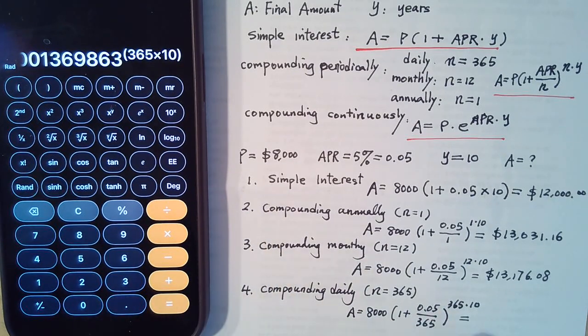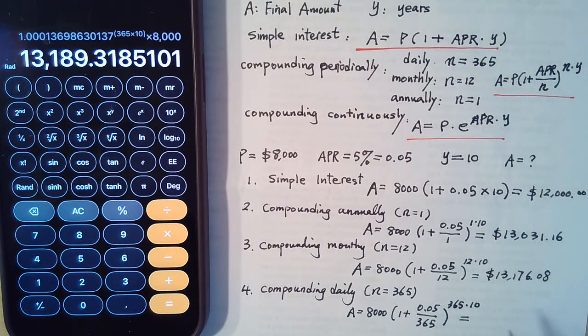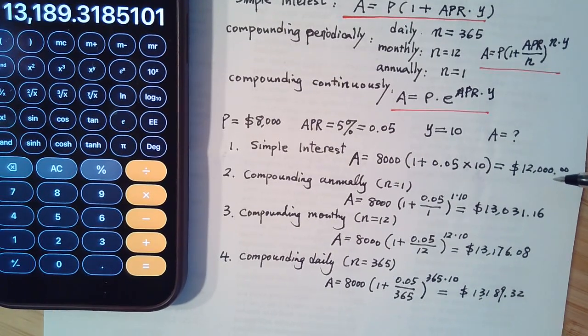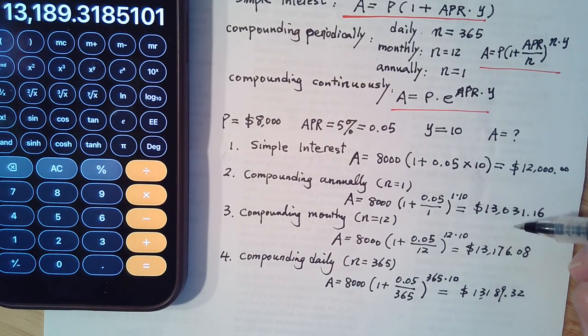Okay, and then after you finish this, you're going to multiply by $8,000. That's your principal. So the answer you have is 13189.32 cents. All right, so far we look at this, simple interest will only give you $12,000, but compounding interest is much higher, right? It gives you at least $1,000 or more. But the compounding annually, monthly, daily, the more frequently they do compounding, the more money you're going to have.